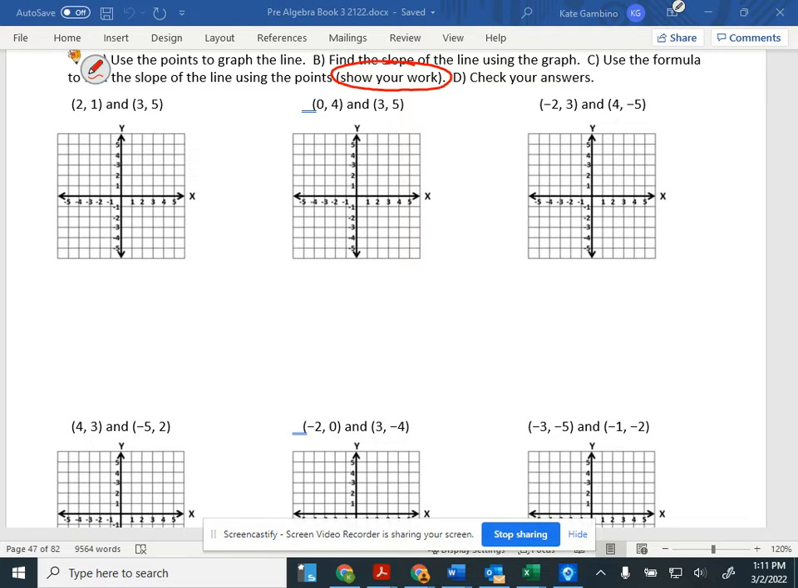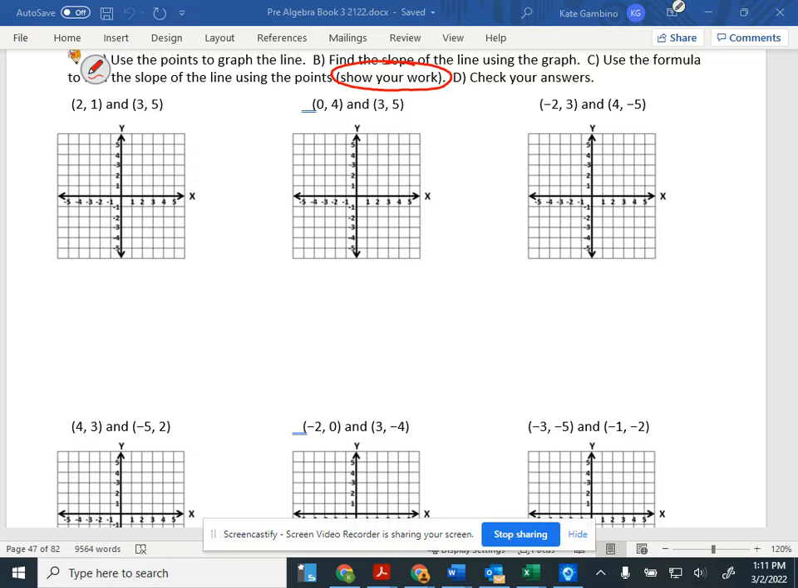Okay, we've talked about this. We don't just punch numbers into a calculator. Why is it important that we show our work, Colin? Because if we get it wrong, we don't know where we went wrong. We always need to be showing our work so we can find where the mistake happened.